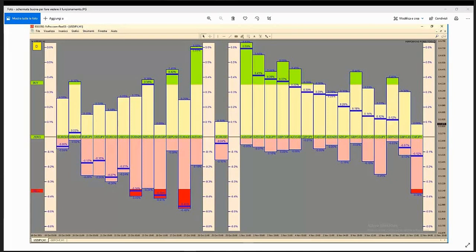So let's take an example. I am a day trader. And therefore I am looking for bargains during the daily session. I'll look at the day screen. Then I'll have to check something important.